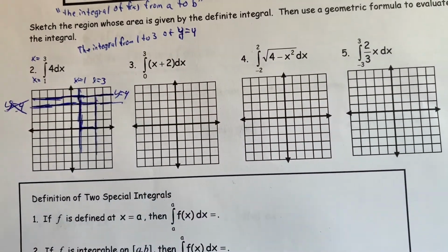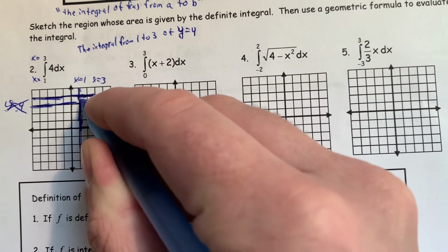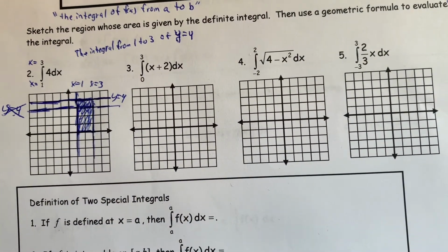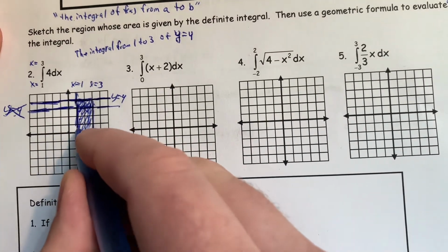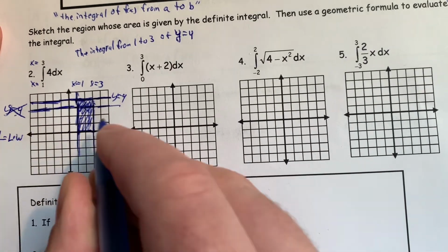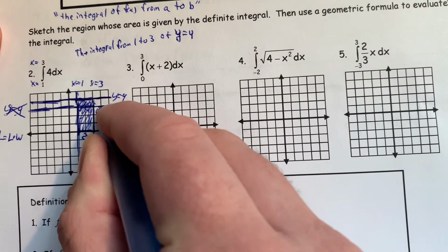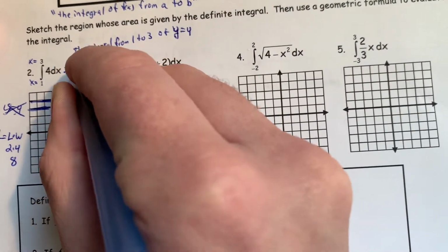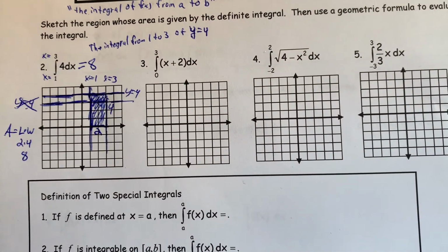This is not what we wanted. And so we want the area between y equals 4, the x-axis, and these two. And so if we shade this in, this is the area we're talking about. Now, how do we find the area that's here? Well, we use our geometry. This is a rectangle, and we know that for a rectangle, the area equals the length times the width. So I see 2 times 1, 2, 3, 4. So 2 times 4 is equal to 8. This integral is 8.